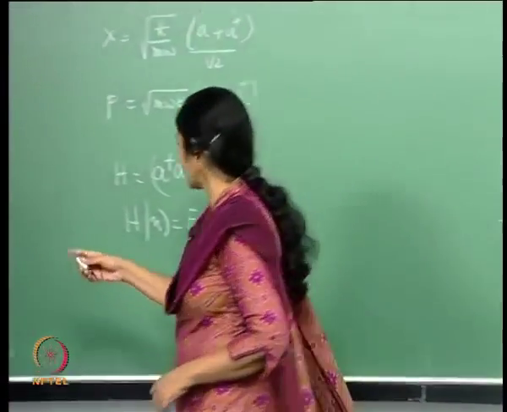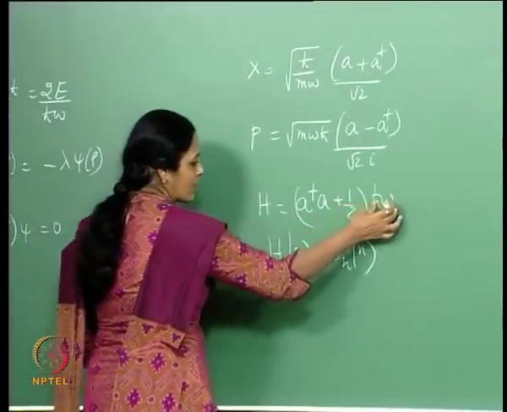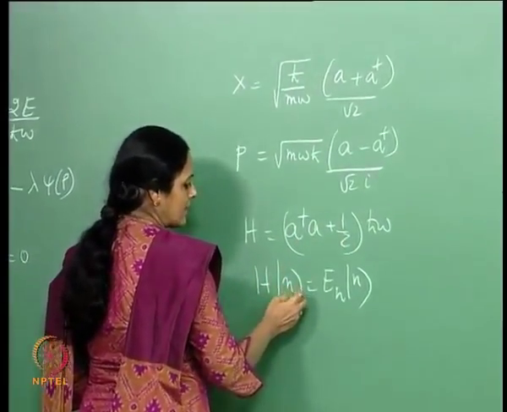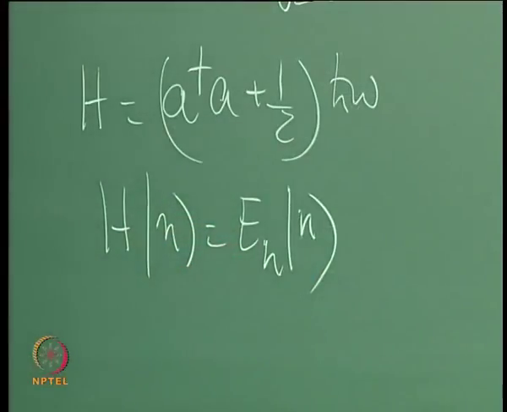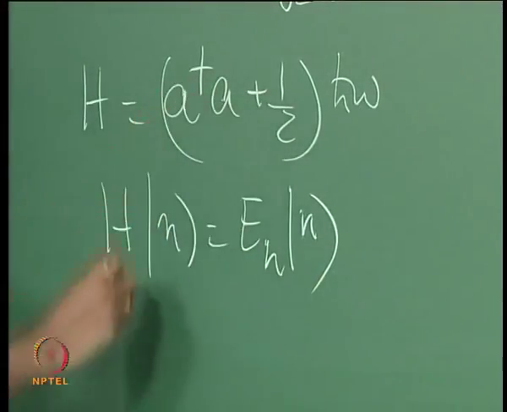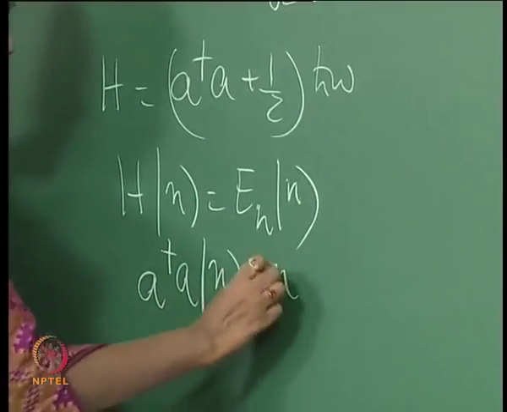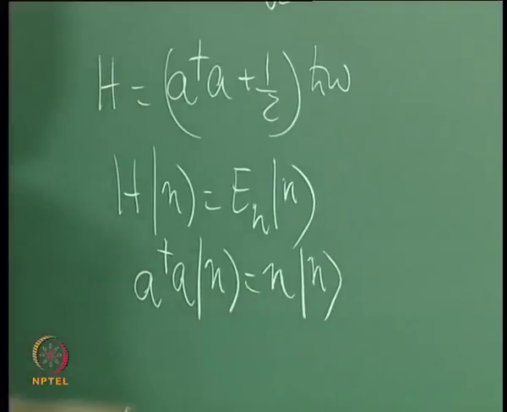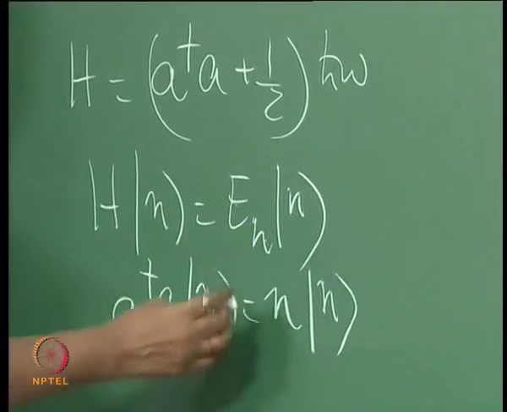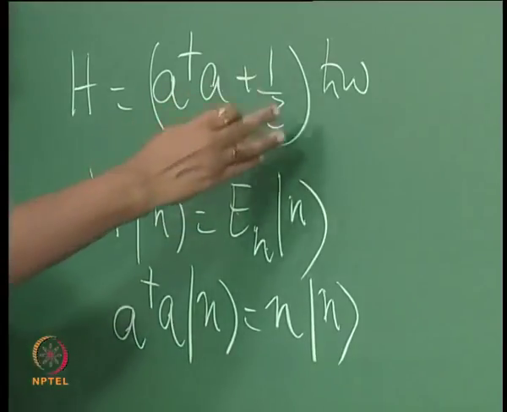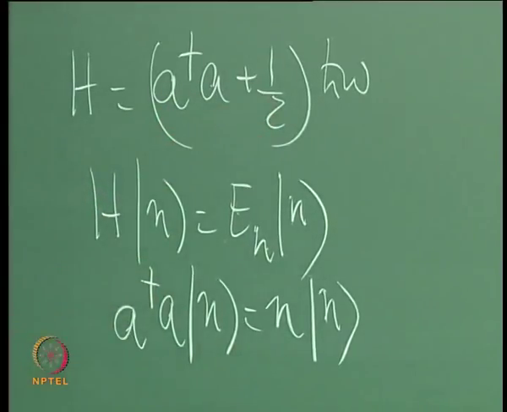I have scaled out an h cross omega, so I might as well just pull that out and say A dagger A plus half ket n is E in units of h cross omega ket n, and if I forget the half as well for the moment, I have A dagger A ket n is n ket n, where I realize that E sub n is n plus half h cross omega, where n is an integer, and since I have removed the half h cross omega, I have this.